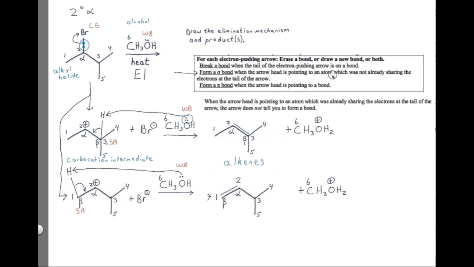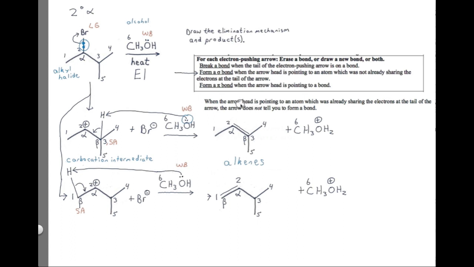When the arrowhead is pointing to an atom which was not already sharing the electrons at the tail, that's when the arrow tells you to form a sigma bond. So this arrowhead is pointing to the hydrogen, and in this picture, the hydrogen is not yet sharing the electrons in the lone pair at the tail of the arrow. So this is the type of arrow that does tell us to form a sigma bond. I hope that that explanation clarifies this rule.